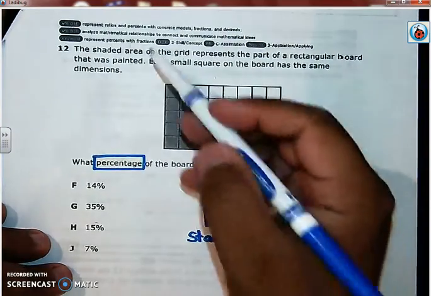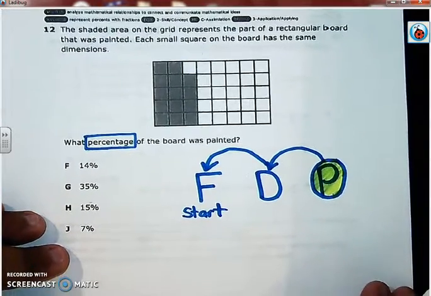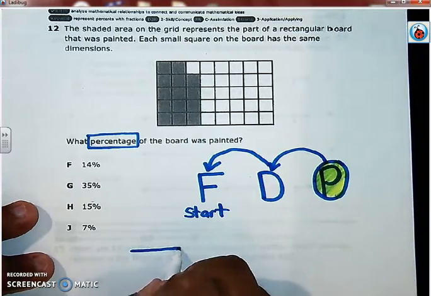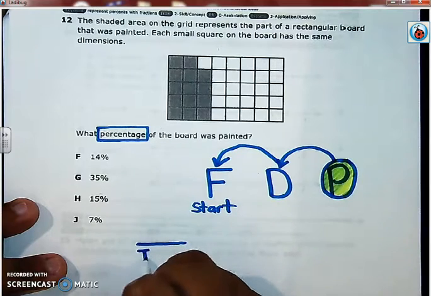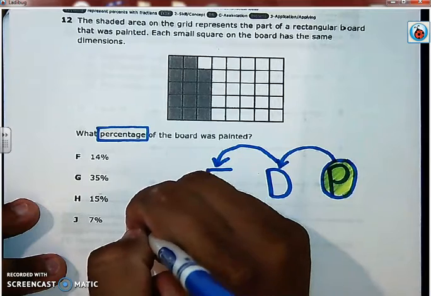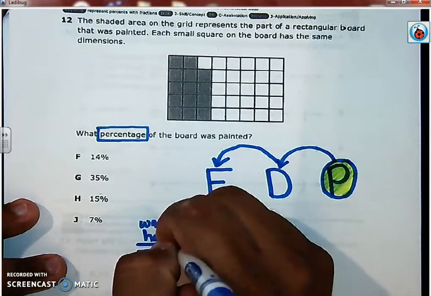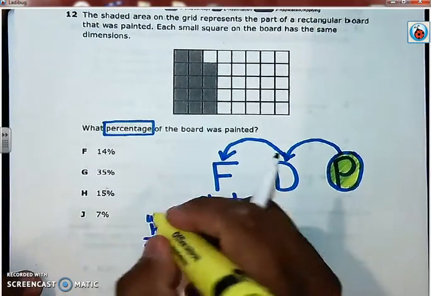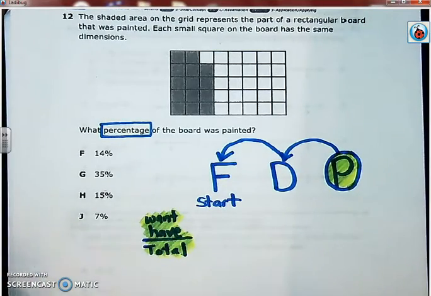I look over the whole problem. I don't see any fractions there, which means I have to come up with my own fraction. And I have learned that in all fractions, the bottom of the fraction will always represent the total. The top will represent what I want or what I have. So based off of knowing what a fraction is, let's see if I can find a total from this problem.